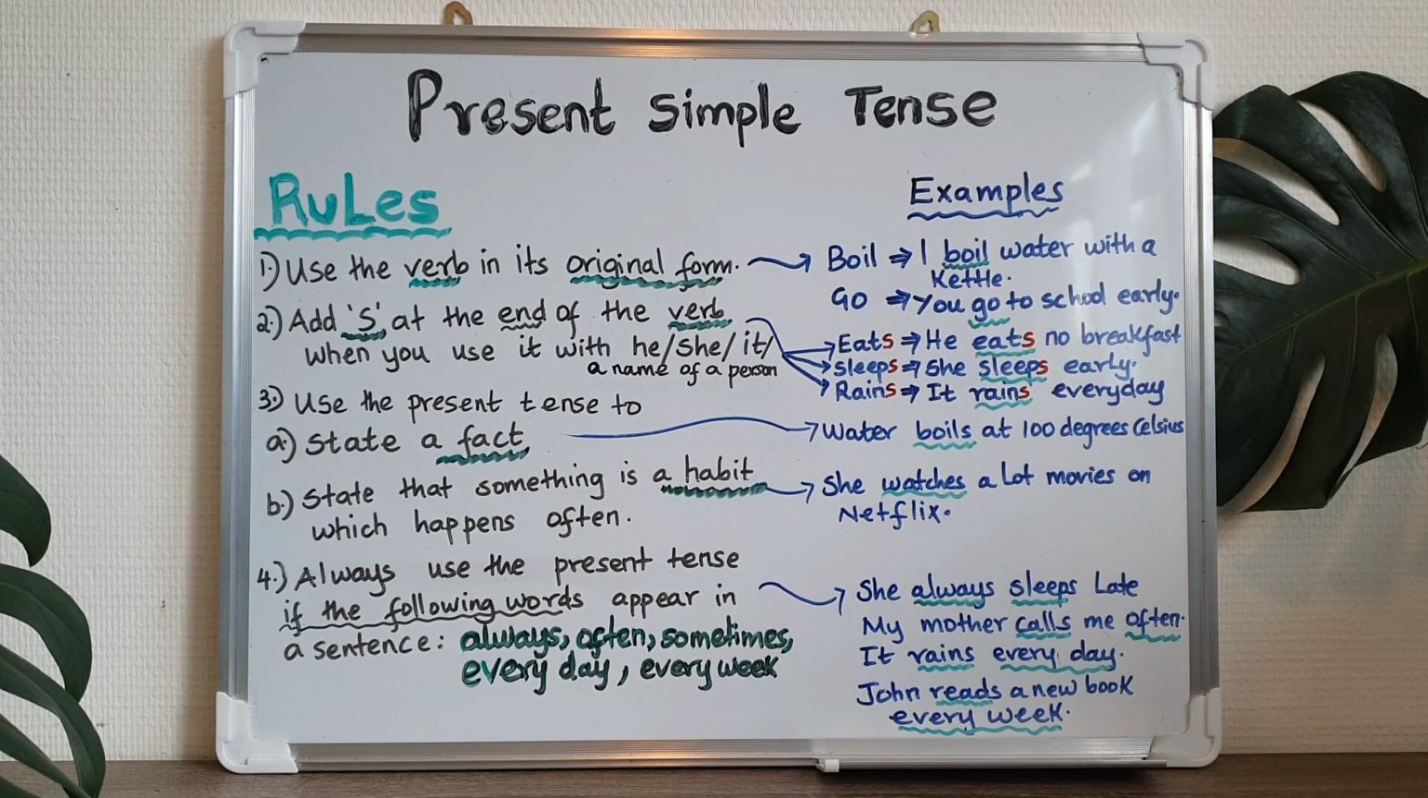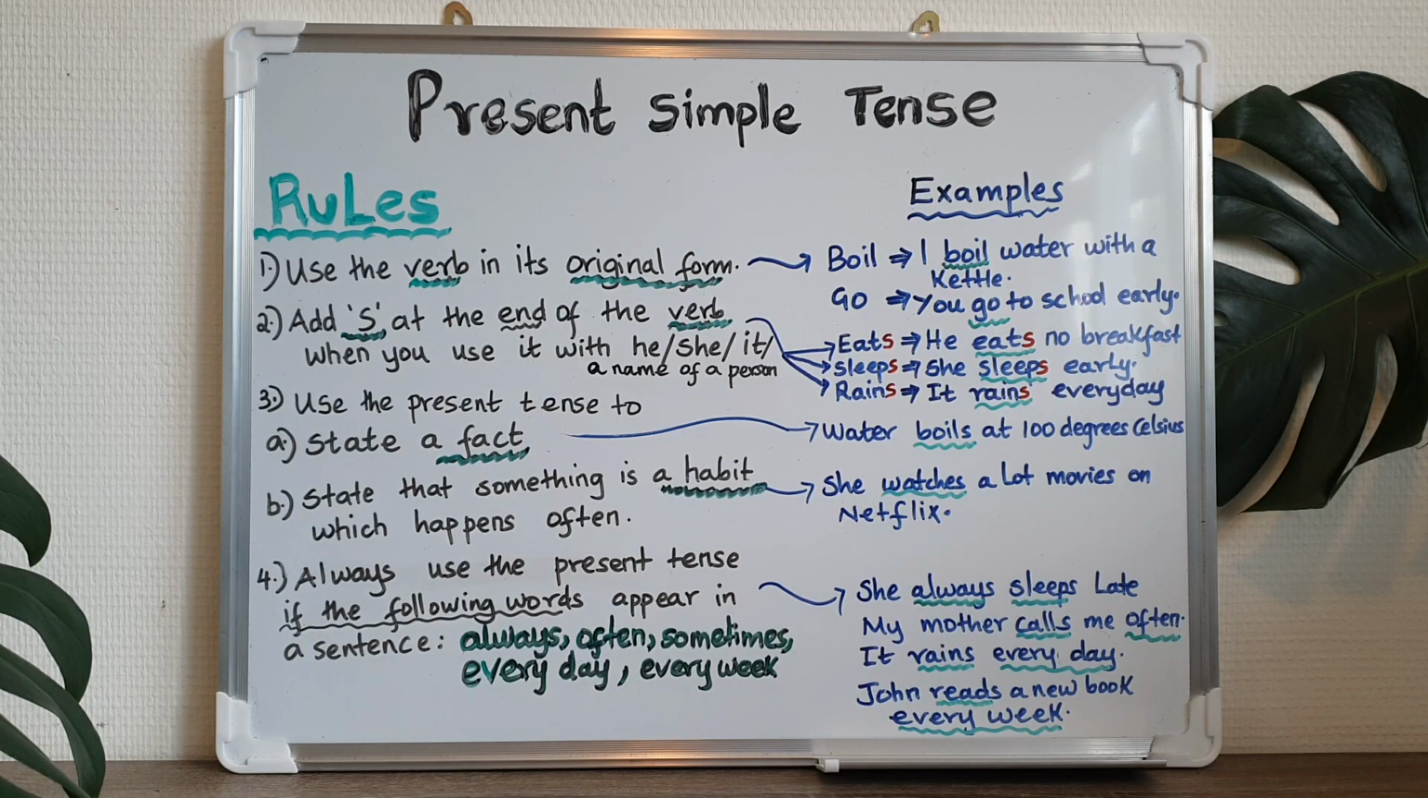And finally, you have John reads a new book every week. Rule number 4. You have the word every week. That means you have to use the present tense. And then rule number 2. Add S at the end of the verb when you use it with a name of a person. In that sentence, the name of a person is John. So we have to add an S at the end of the verb read.